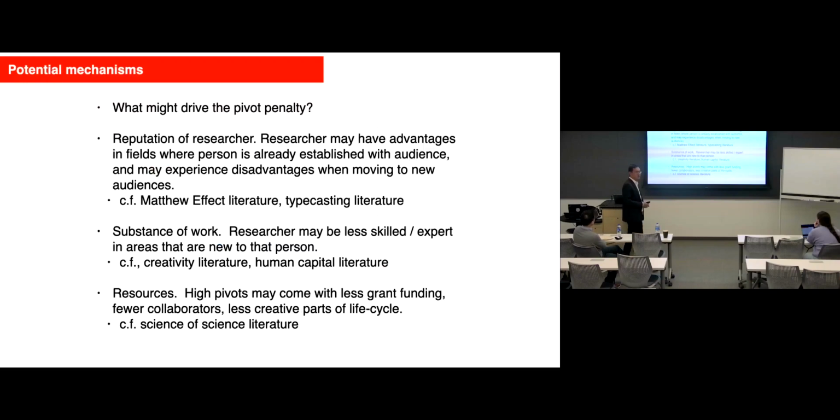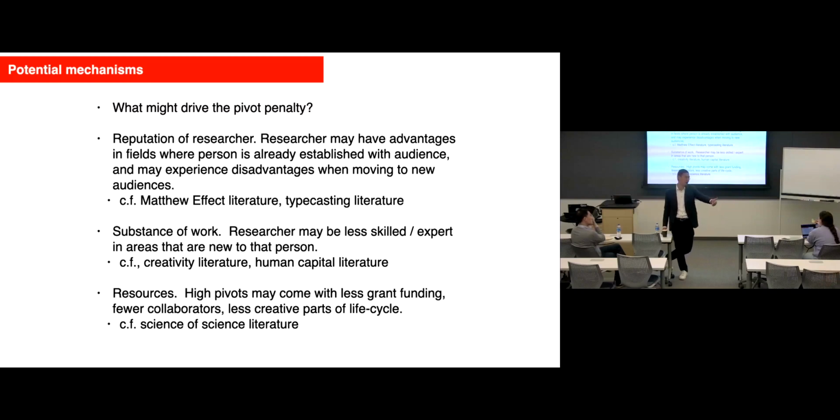And okay, so what is happening here? Let's think about some potential mechanisms to explain this and start to unpack this a little bit more. So what might drive this? There's a whole range of literature that can inform us on this, all right? I'll tell you some ideas on how we attack this. One is to think about reputation effects, right? So the idea here is that researchers may be particularly well known in some fields, and then when they move to a new field, no one knows them. So therefore, impact is lower, right? This is basically thinking about the Matthew effect literature or typecasting literature in sociology. Or you can think that maybe there's something about the work itself, the substance of the work. It's because researchers may be less skilled or expert in areas that are new to that person, right?